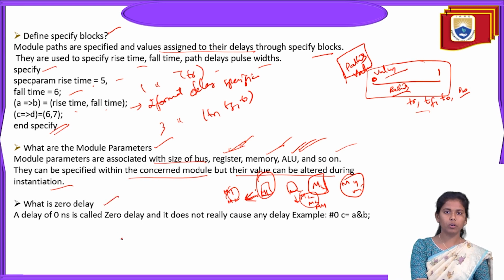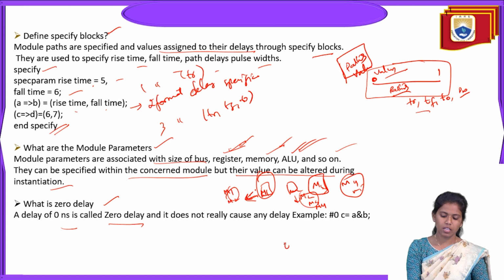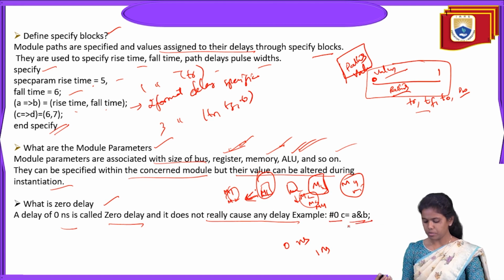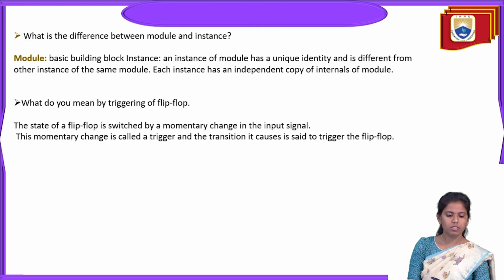Then, what is zero delay? Zero delay is a delay of 0 nanoseconds. Obviously, if it is 0 nanoseconds, it is zero delay; otherwise it would be 1 delay, 2 delay, like that. It does not really cause any delay. As the name indicates, it means no delay is observed. For example, C delay 0, C equals A and B: in A and B, no delay is observed. So this is about the zero delay.